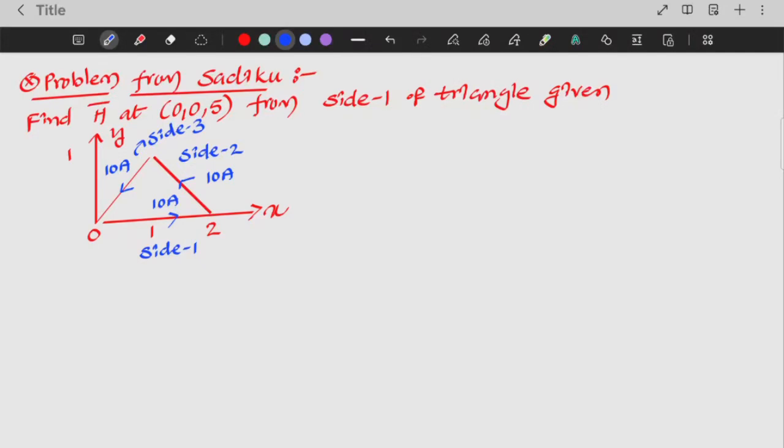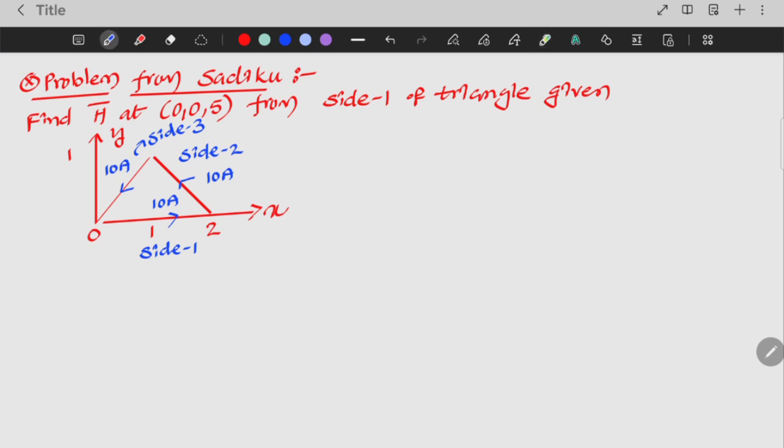In this video, we will solve the problem from the Sadiku textbook. Find the magnetic field intensity H bar at (0,0,5) from side 1 of the given triangle. If you observe the triangle, side 1 is this one. That means the current is passing from 0 to 2 on the x-axis. That current is 10 amperes, and our observation point is (0,0,5).